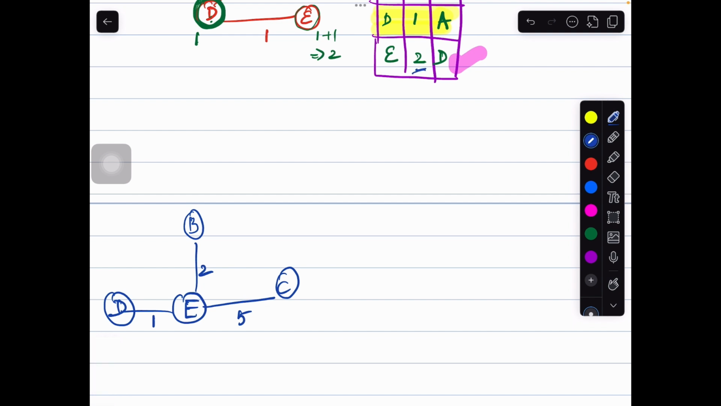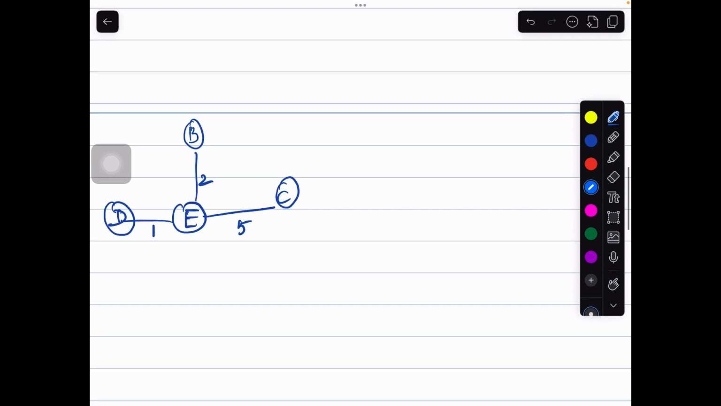In the previous table we find what is the cost for this node E? Node E is 2, right? So now let us write down node E cost is 2. Now from E to C, it is 2 plus 5, 7. Now 2 plus 2, 4. From E to D, 2 plus 1 is going to be 3, right? Now we will update in the table.